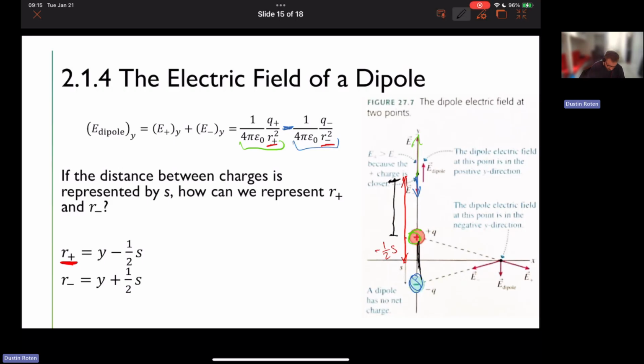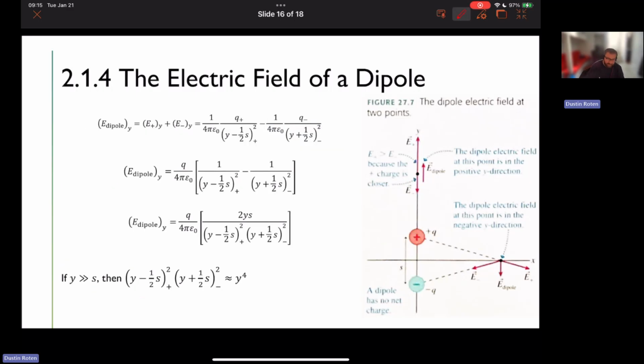We can do the same thing for the negative charge. We take our distance y, and then you just add this extra distance down here. See how it goes to the origin, which is y, and then we have to add half of the s distance. Okay, so that's just some simple geometry. Now we can replace those r values with what we just determined. So here's my two replacements.